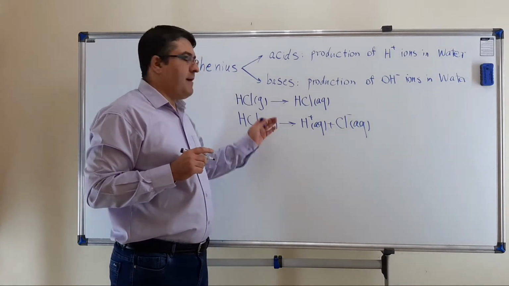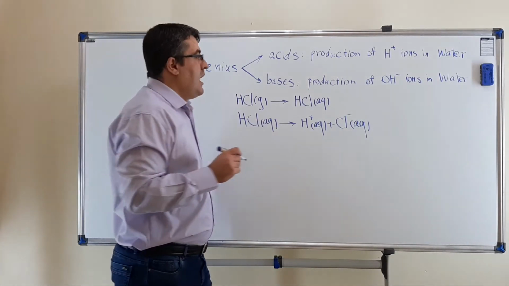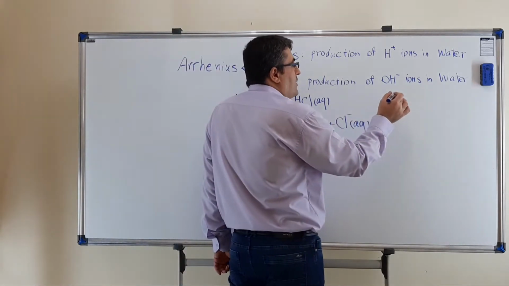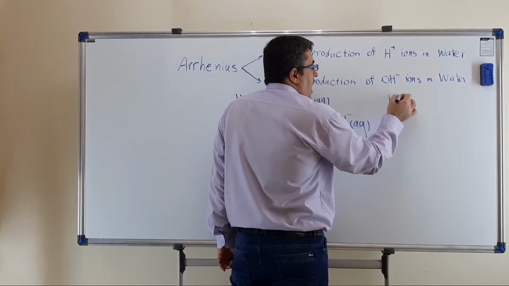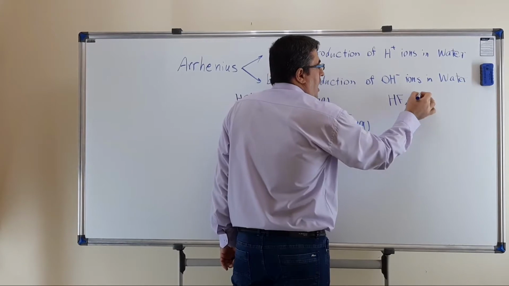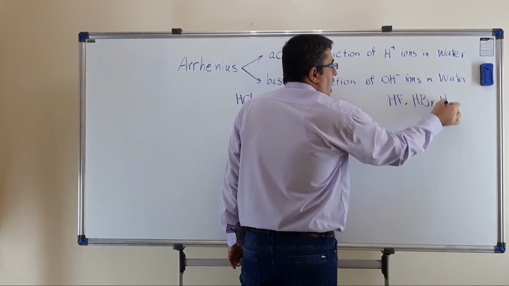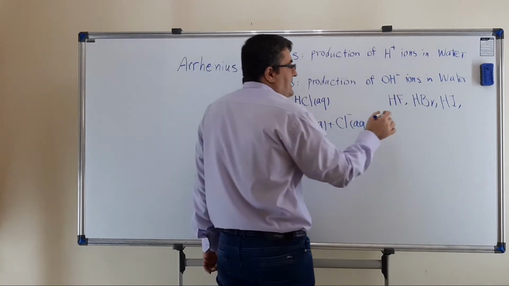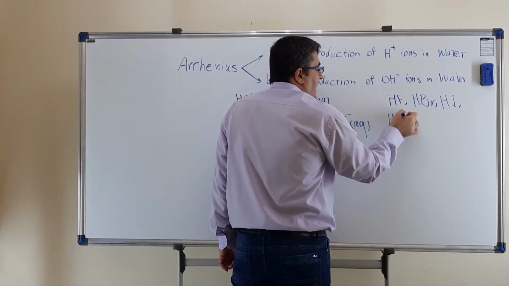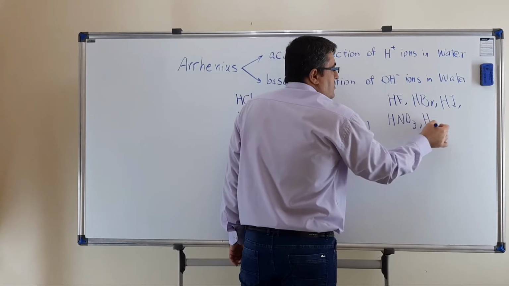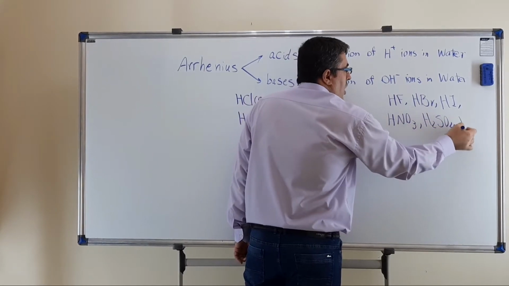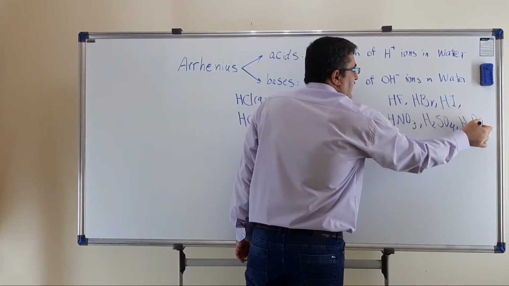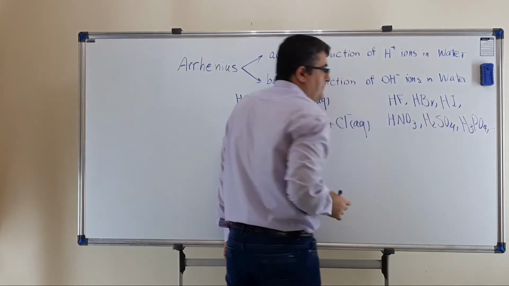As other examples for Arrhenius acids, we can consider other hydrohalic acids: hydrofluoric acid, hydrobromic acid, hydriodic acid, and also many other acids like nitric acid, sulfuric acid, phosphoric acid, and so on.